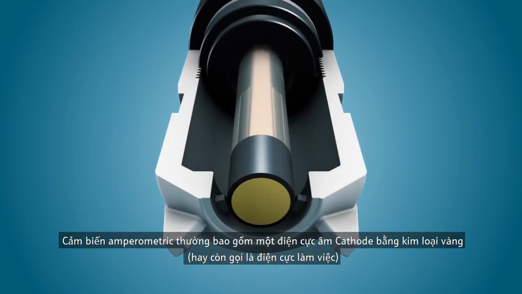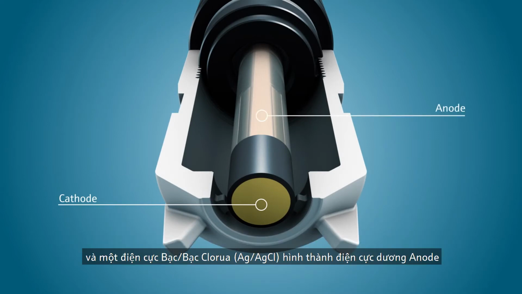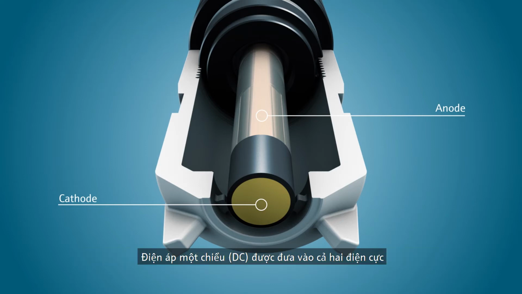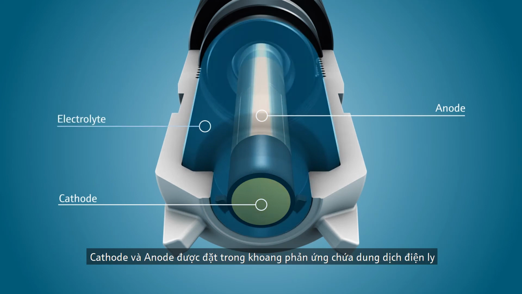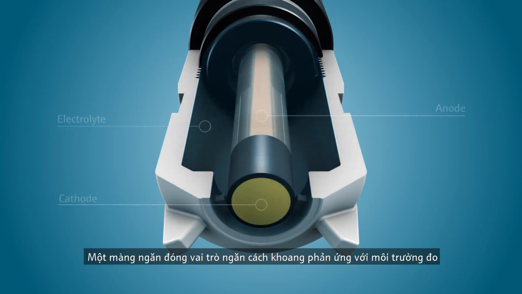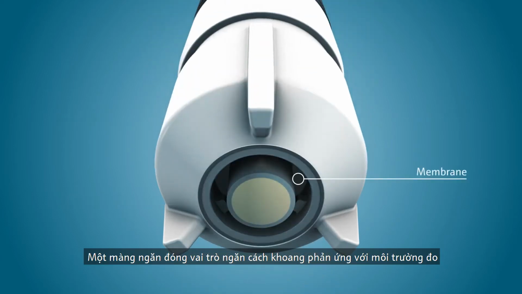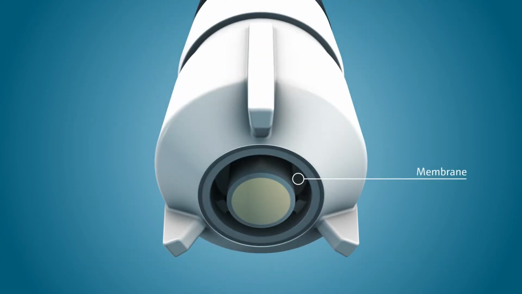An amperometric sensor usually consists of a gold cathode, also called a working electrode, and a silver chloride electrode that forms the anode. A DC voltage is applied to both electrodes. Cathode and anode are located in a reaction chamber that is filled with an electrolyte. A membrane separates the reaction chamber from the medium to be measured.